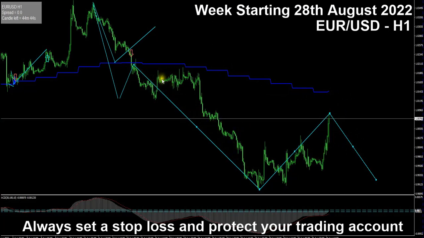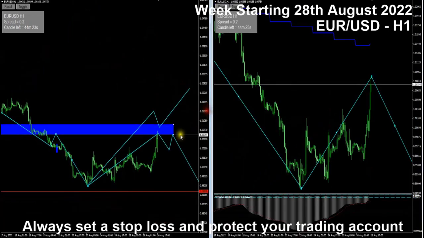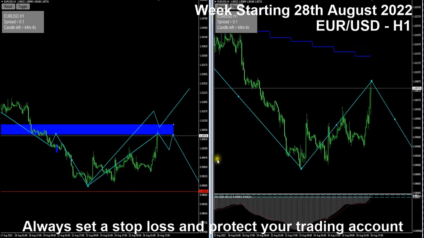This last week, of course, we've seen no signals. We've taken no trades, not since last week where we had this beautiful sell opportunity right up here. But there you have it, price action trading over here on the left, and over here on the right, the indicator strategy.